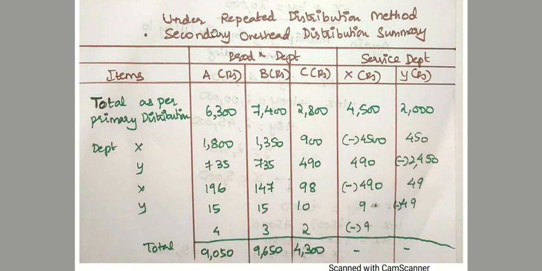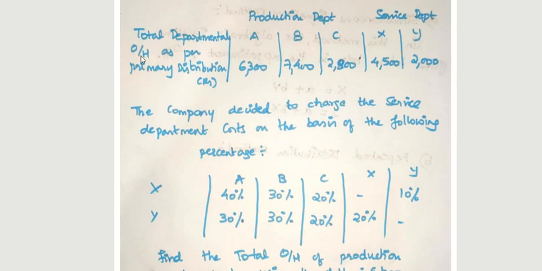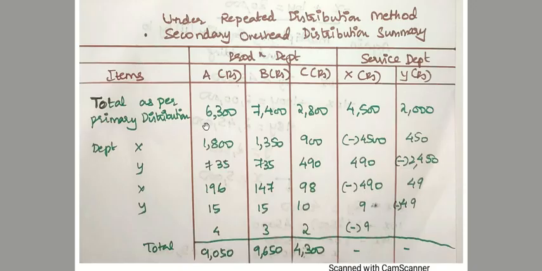So your next method, for the same question, is the repeated distribution method. So the secondary overhead distribution summary has the production departments and your service departments. You will distribute under the repeated distribution method, starting with your overhead as per your primary distribution. So if you write that down: 6,300, 7,400, 2,800, 4,500 and 2,000.